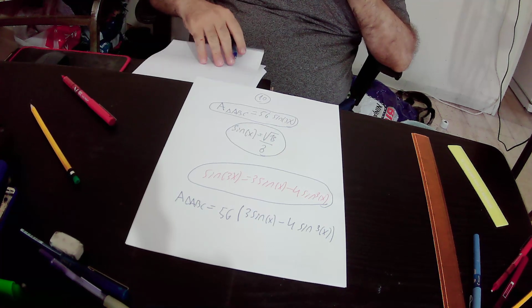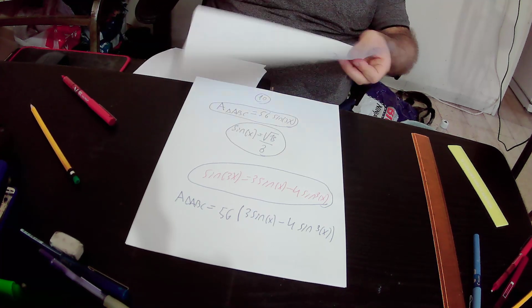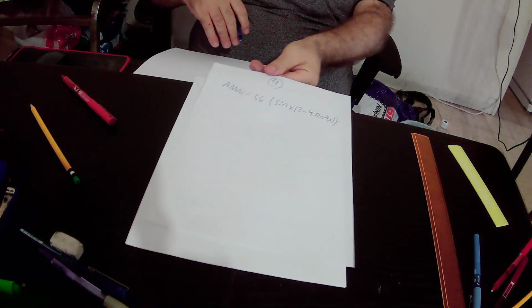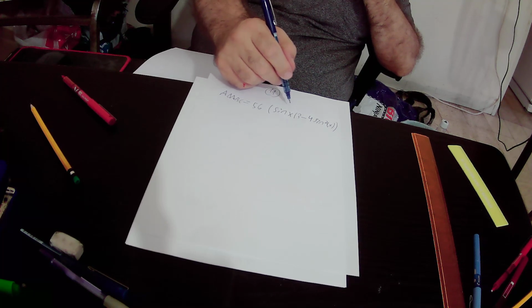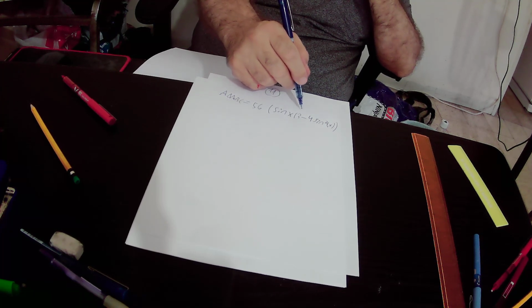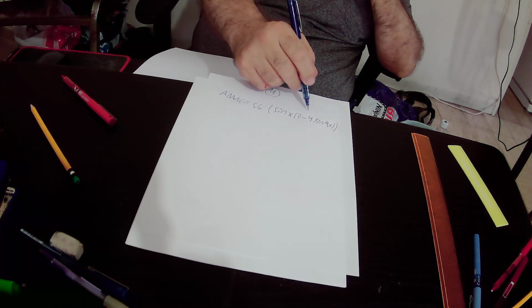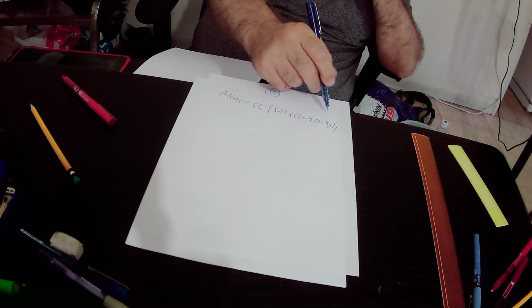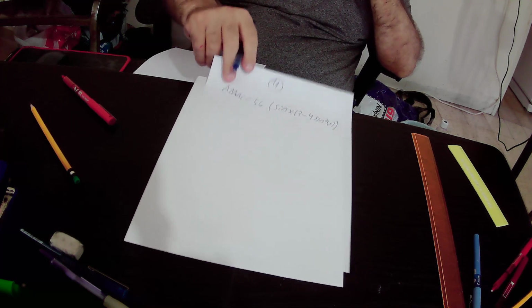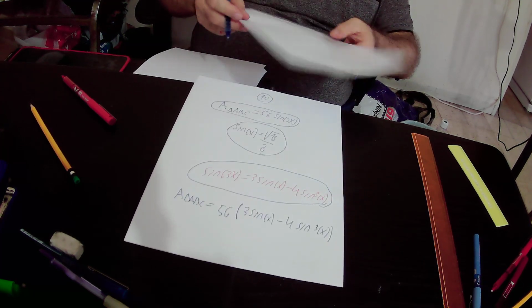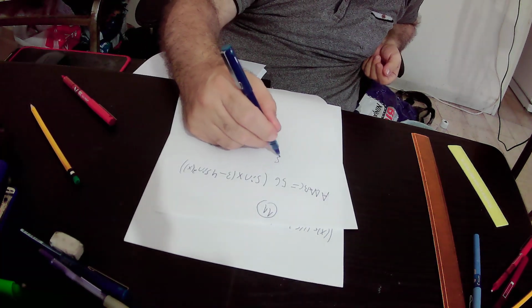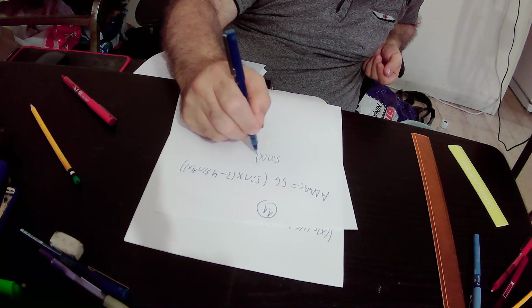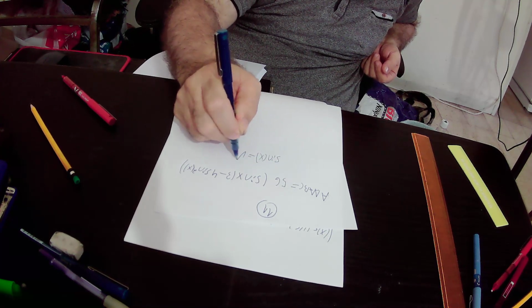Okay, so we found out that the area of triangle ABC equals 56 times sine x. In the brackets we have 3 minus 4 sine square x. We have already found out that sine x equals the root of 15 over 8.